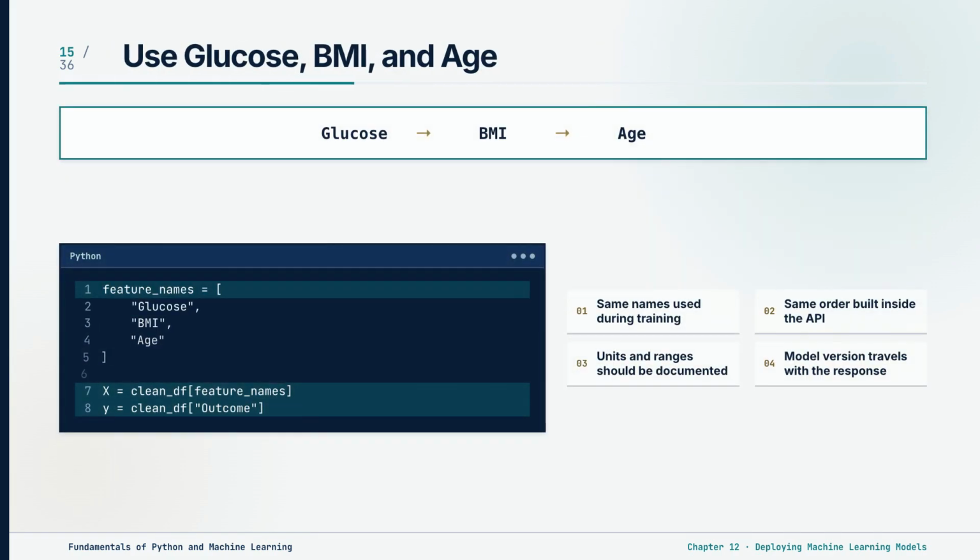Create the feature matrix using glucose, BMI, and age. Store the outcome column separately as y. Feature order matters. The client may send JSON keys in any order, but the server must construct the input in the same order used during training. We will preserve the feature name list and use it again inside the API. A stronger production design would also document units, acceptable ranges, missing value behavior, and the model version.